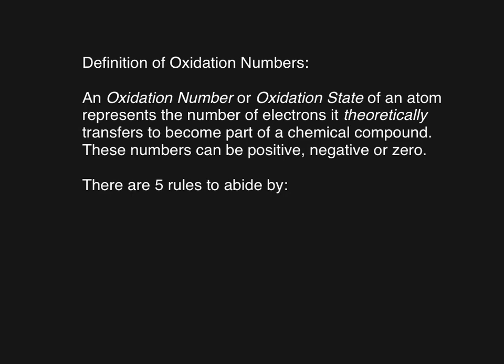So the definition of an oxidation number is that an oxidation number or an oxidation state of an atom represents the number of electrons it theoretically transfers to become part of a chemical compound. These numbers can either be positive, negative, or zero. But there are 5 rules to abide by. But before I go on to the 5 rules, I just want to go over some convention.